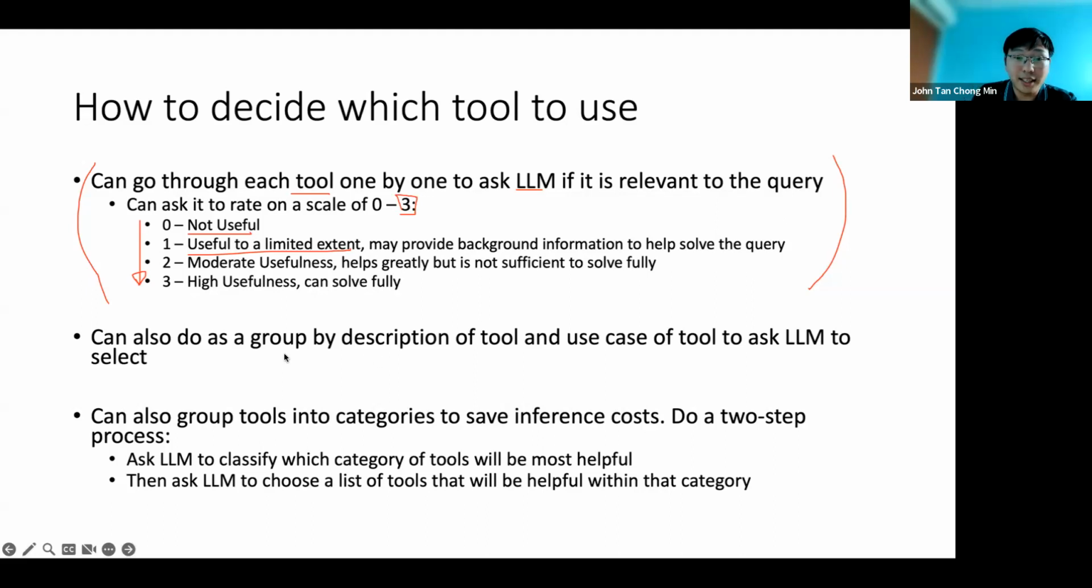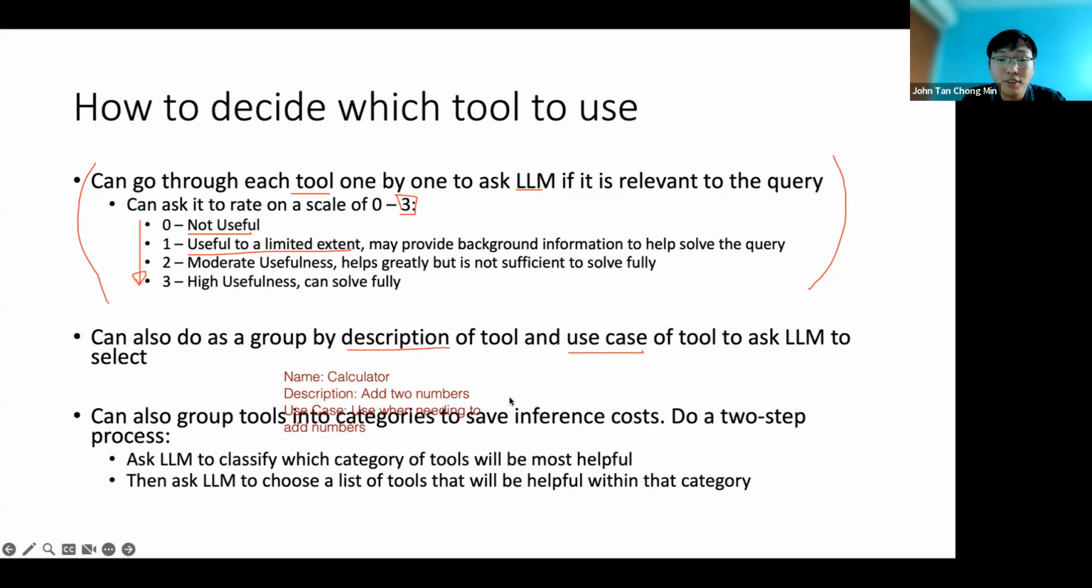Another way is that you can have a description and use case. For example, you have a calculator tool, the name will be calculator. The description will be add 2 numbers, and use case: use when needing to add numbers. For example, if you want to add numbers only, you can also do it for other kinds of stuff like multiplication as well.